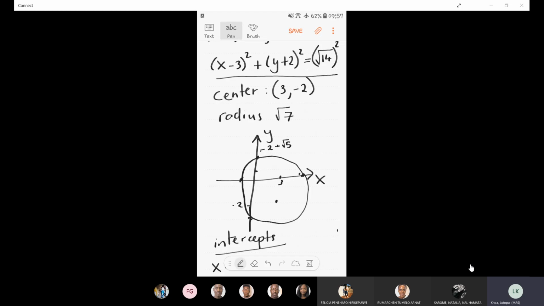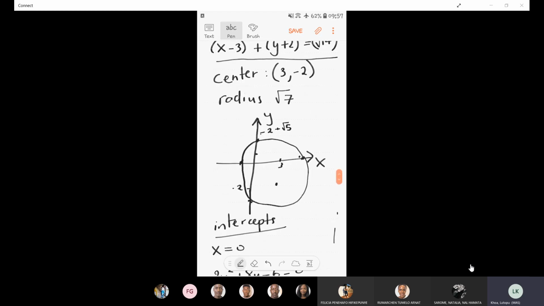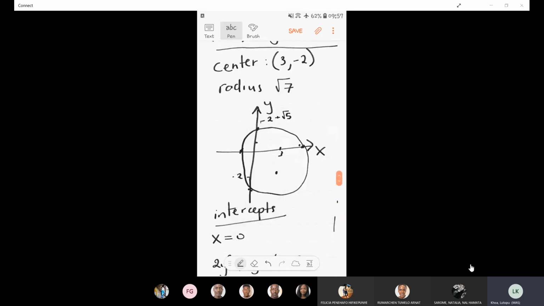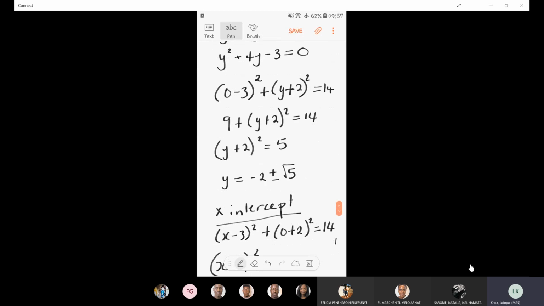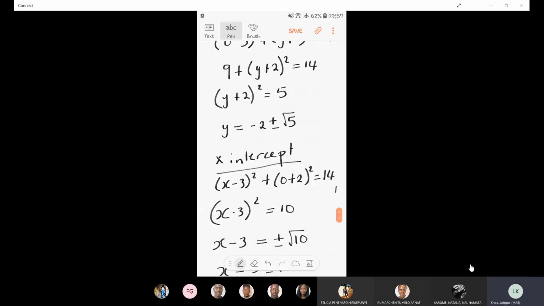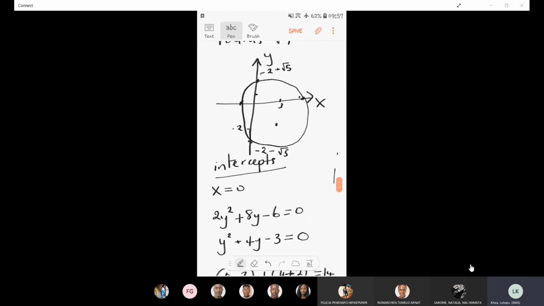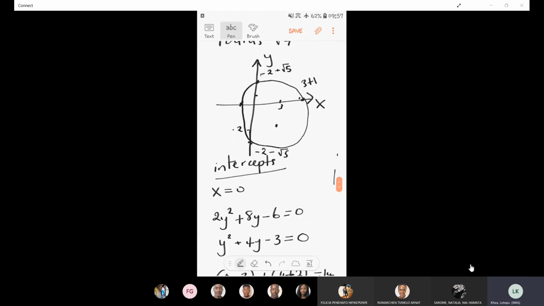Then the second one was negative 2 minus the square root of 5. And the x-intercepts, you just need to label them: 3 plus root 10. So this is 3 plus the square root of 10, and then 3 minus the square root of 10, which is negative. And then that's it.